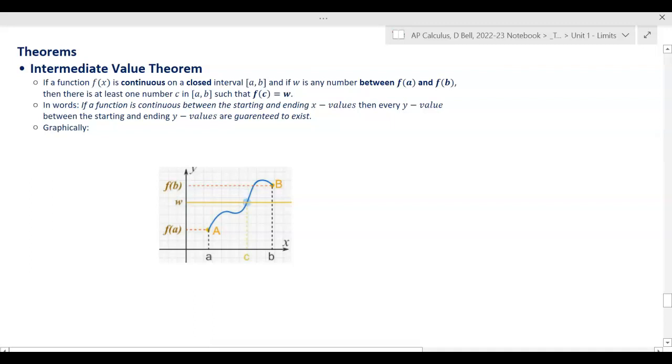The intermediate value theorem. The limit existence theorem and the intermediate value theorem are the two theorems that you need to know and know well from Unit 1.